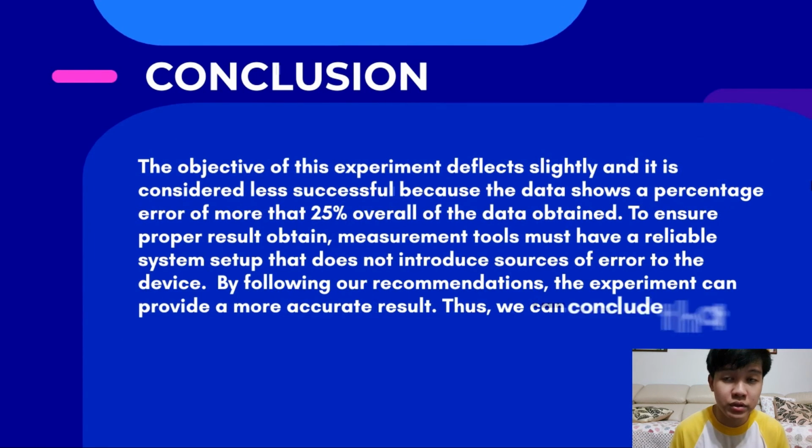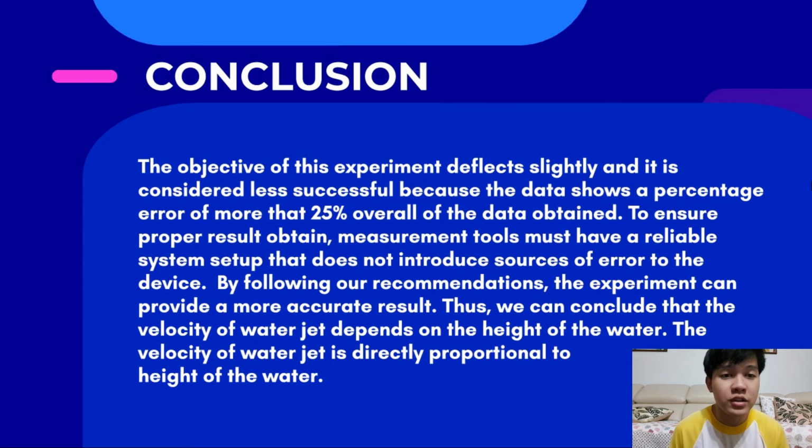So the conclusion of this experiment is that the objective deviates slightly and it is considered less successful because the data shows a percentage error of more than 25% overall. To ensure a proper result is obtained, measurement tools must have a reliable system setup that does not introduce sources of error to the device. By following our recommendations as explained by 1G previously, the experiment can provide a more accurate result.